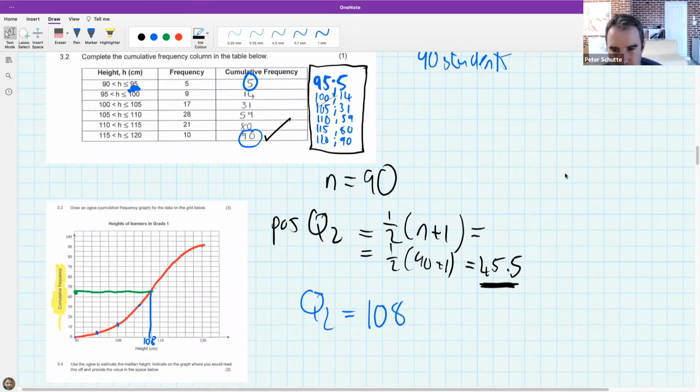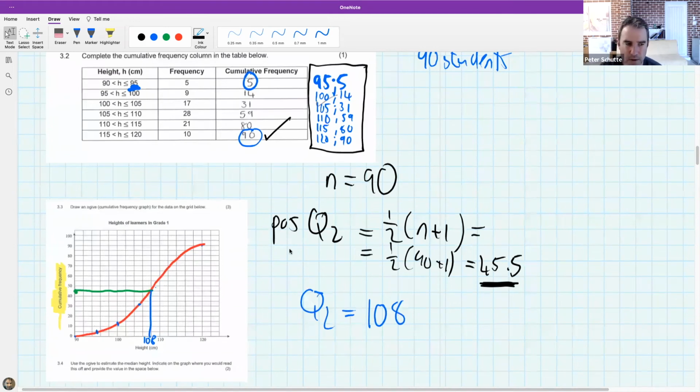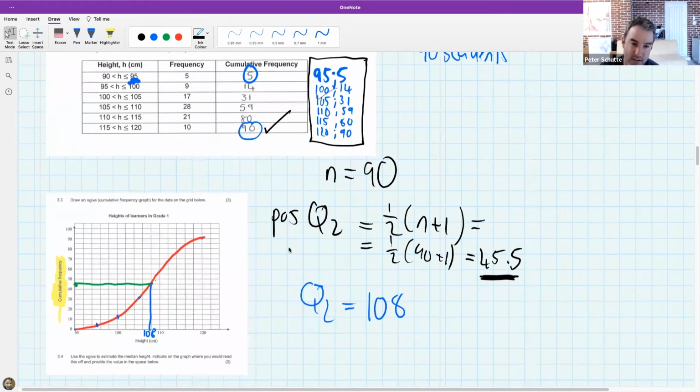So give me a thumbs up if you understand that basic idea. We're going to practice this again in a moment, but I just want to see if you can see the connection between the position, then going to the cumulative frequency column, and then going to the height, which is the other axis.